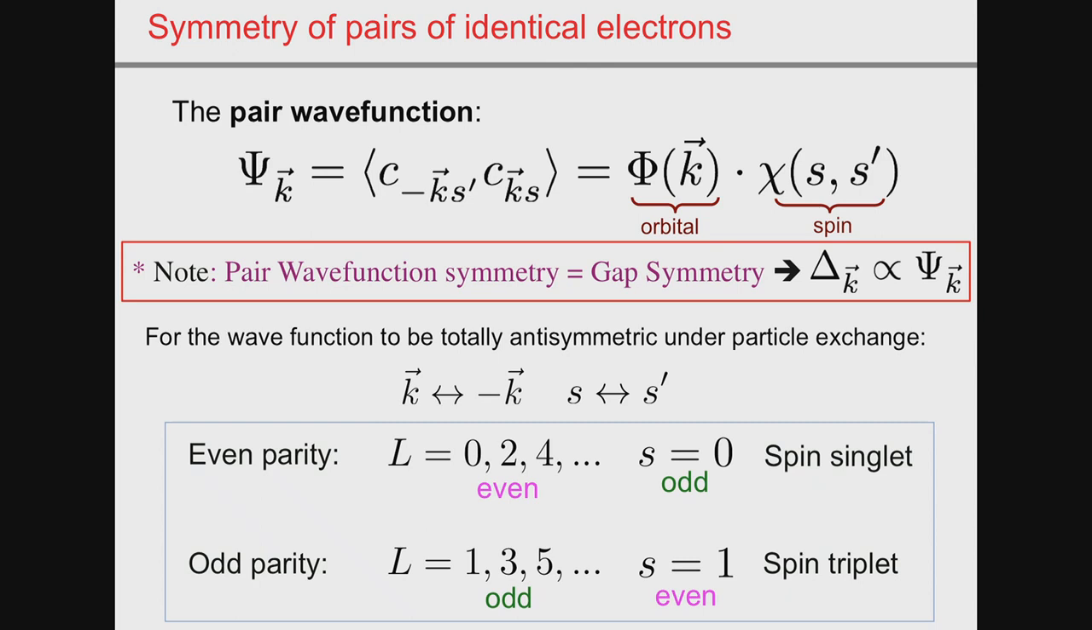Obviously, since for any pair of electrons the wave function must be totally anti-symmetric under particle exchange, if k goes to minus k, then s will go to s prime, and there are two possibilities to do that. I can have an even parity for the orbital part, and this can be described using angular momentum indices. So if the angular momentum index L is 0, 2, 4, that is, it's even, then I get a spin singlet superconductor, or Cooper pair. And if it's odd parity, that is L equal 1, sometimes called P wave, or L equal 3, that's F wave, and here 2 is the D wave, then we get a spin triplet superconductor.